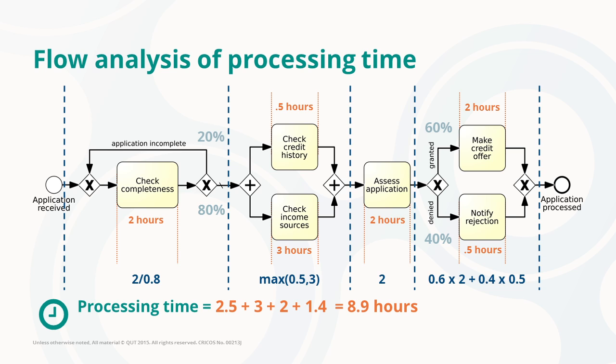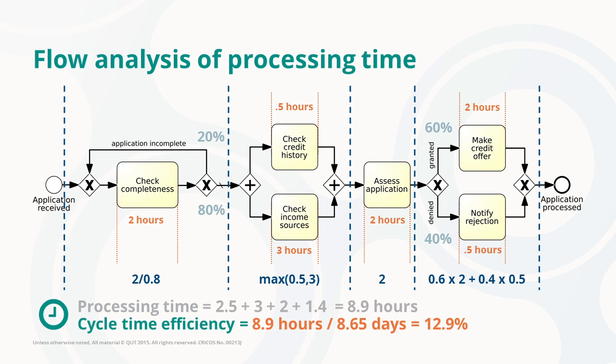We mentioned before that a measure of efficiency of a process is the cycle time efficiency, defined as the ratio between the processing time, which in this case is 8.9 hours, and the total cycle time, which in this case is 8.65 days, which I can convert into hours by multiplying 8.65 times 8 hours of work per day, for example. If I do this calculation, I find that the cycle time efficiency of this process is 12.9%.